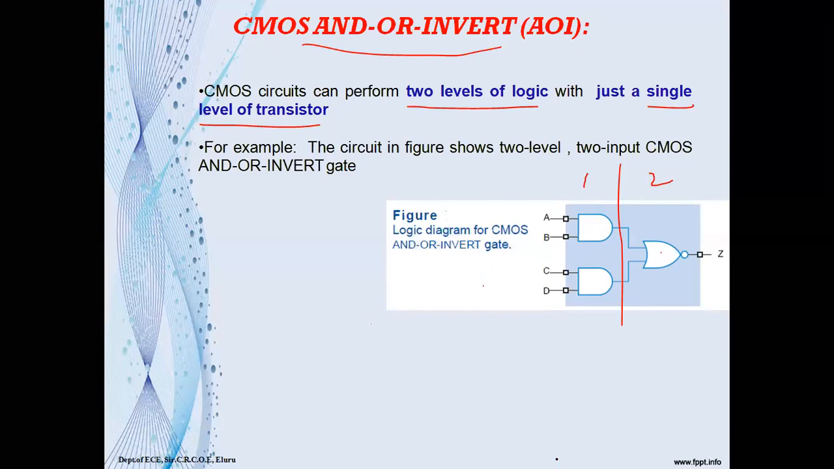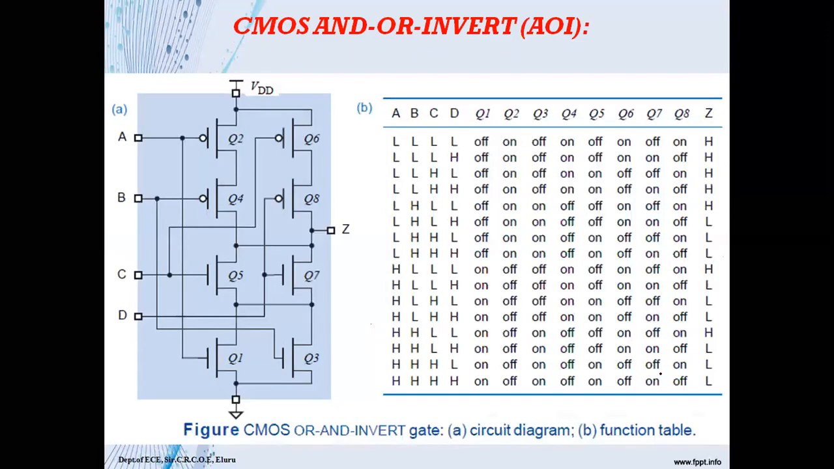So for example, take the circuit of a two-level, two-input CMOS AND-OR-invert gate. Let's see the circuit diagram for the given logic circuit. In this example, we have two AND gates and one NOR gate. Now, by using CMOS logic, we will get all these gates into a single level of transistors. So let's see the circuit diagram.